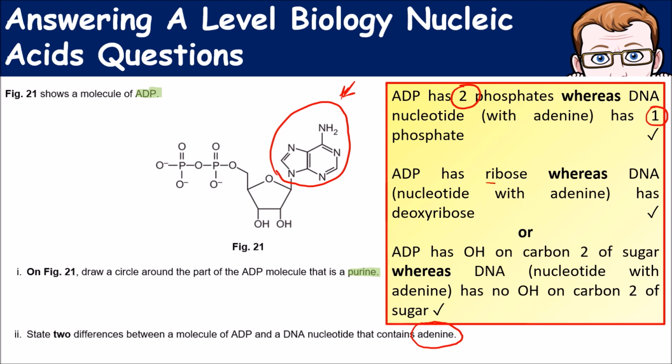ADP has a ribose, whereas DNA has deoxyribose. If we think about it, the name of DNA is deoxyribonucleic acid. And ADP has an OH on carbon 2, so we can see one OH there, and DNA has no OH on carbon 2 of its sugar molecule. So there are some of the key things that you would need to talk about.